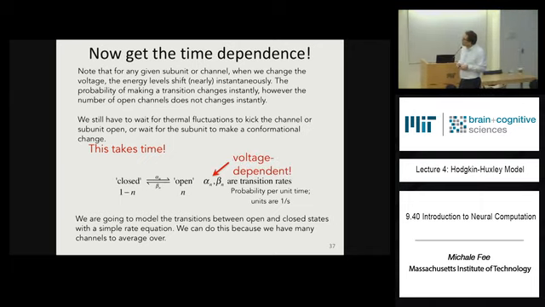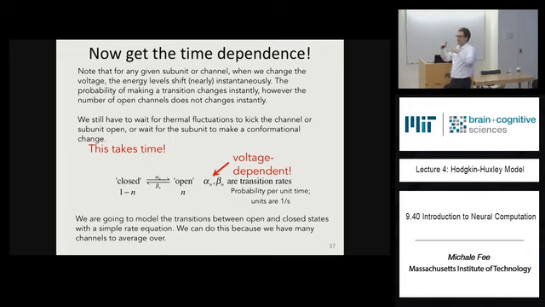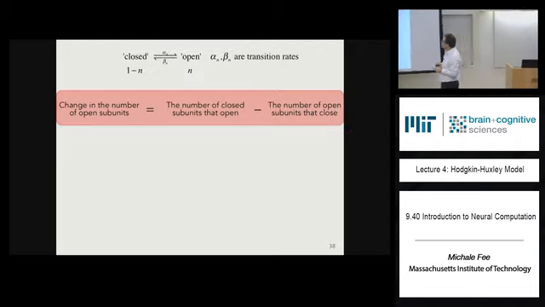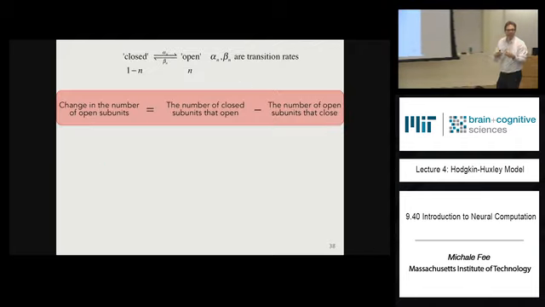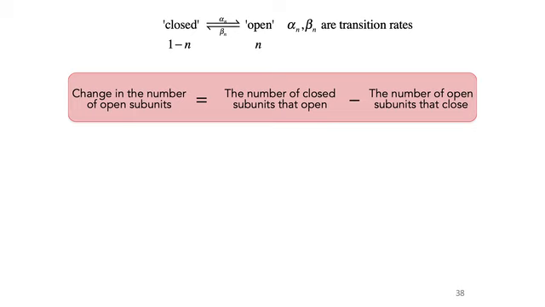And these things are voltage dependent, remember? Those depend on the energy difference between that open and closed state. All right, so let's develop our first order linear equation. It's going to be very simple. We have a closed state and an open state. The change in the number of open states is just the number of closed subunits that open, minus the number of open subunits that close.